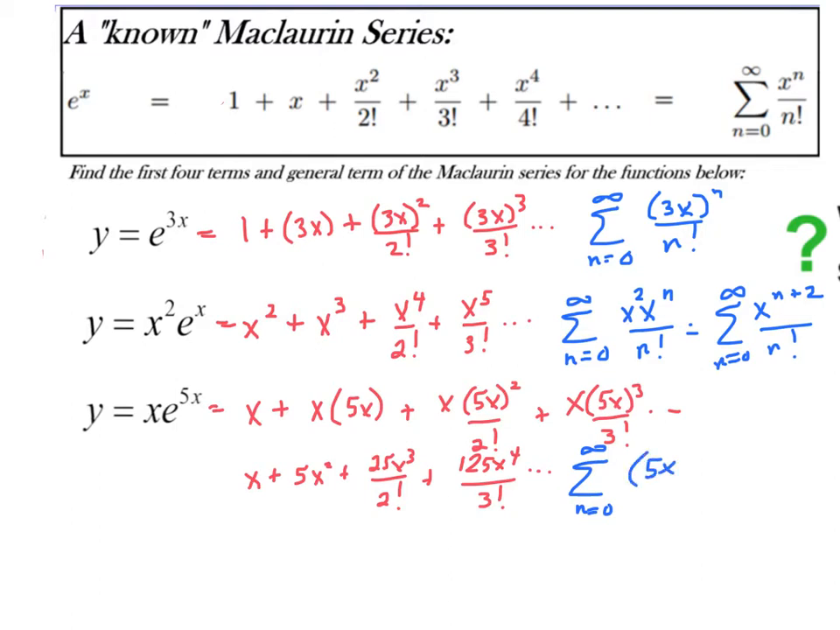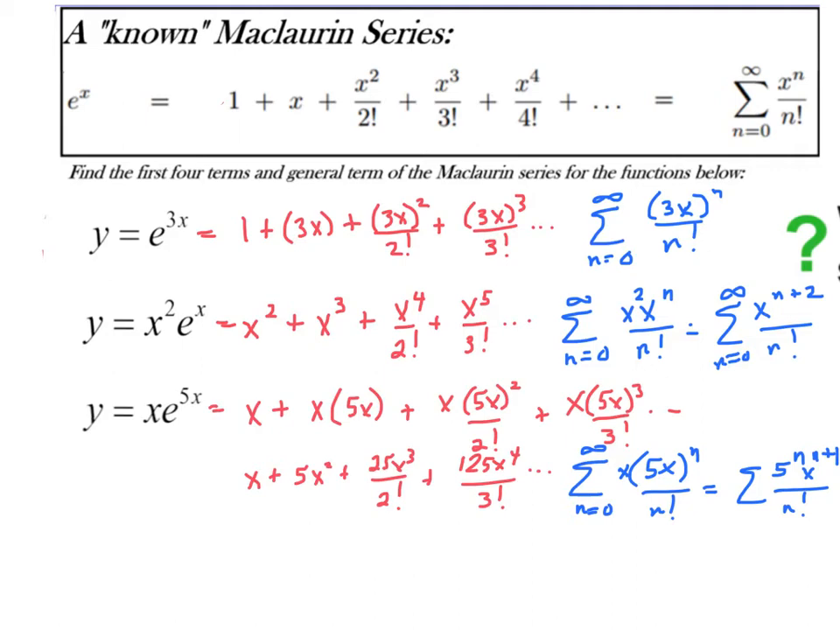Or excuse me, x to the n, I had 5x to the n over n factorial, and then I multiplied everything by x. You could clean that up a little bit. You could have this be 5 to the n and x to the n plus 1 over n factorial, but again, you wouldn't necessarily need to. So we look for things that we can do with every single term.